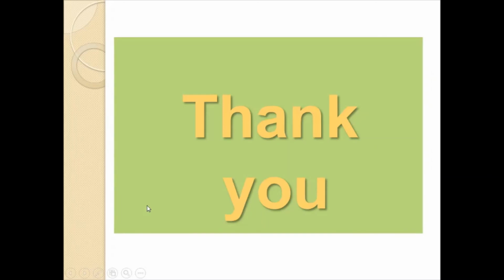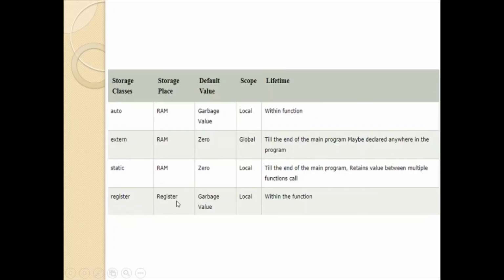Next, the last type is the register storage class. These register variables are stored in registers, that is CPU registers, and the default value is a garbage value. Their scope is local, within the function where it is defined, and the lifetime is also within the function. Whenever the function starts, these variables get memory, and whenever we exit the function, they are destroyed. So this is all about the 4 storage classes in C programming: automatic, external, static, and register.